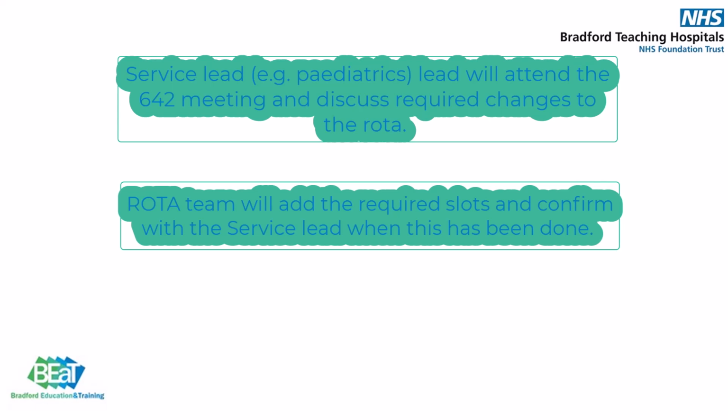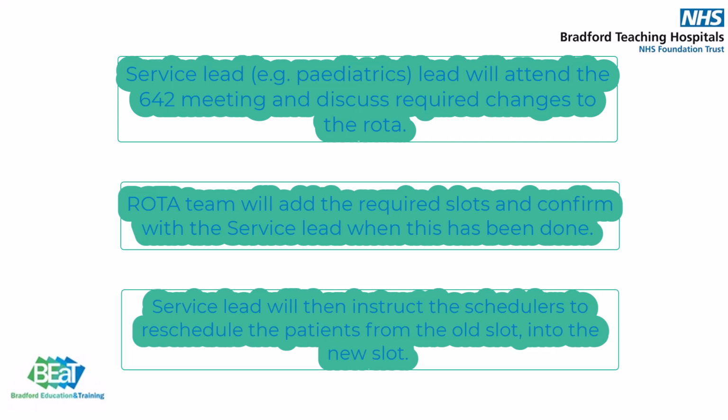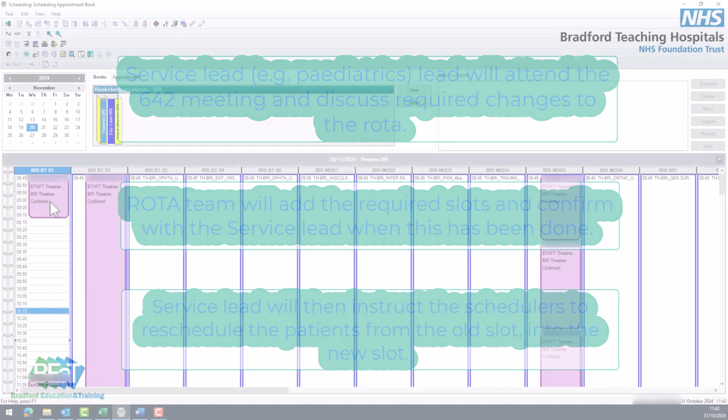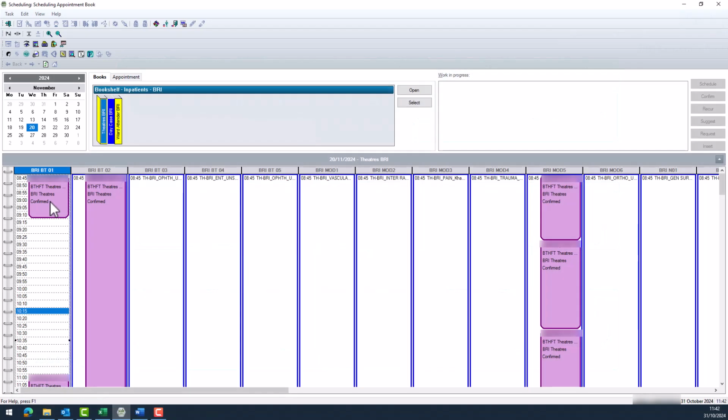So once the rota team has communicated back to the service lead that they have added the new slot, the service lead will then need to communicate back to the schedulers that they need to reschedule the patients from the old slot into the new slot. Only once this has been confirmed and communicated back to the rota team that the changes have been made will the rota team be able to remove the old slot in question. An alternative to this scenario could be using the appointment shuffle option, which I'm going to demonstrate now.